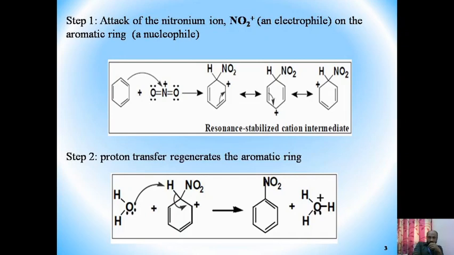In the second step, a water molecule is already present in the reaction medium. This water molecule accepts one proton, which is lost by the carbocation. Once it loses a proton, the bonding electrons are acquired by carbon number 1 and carbon number 2. As a result, you get your final compound, along with the hydronium ion, H3O plus.